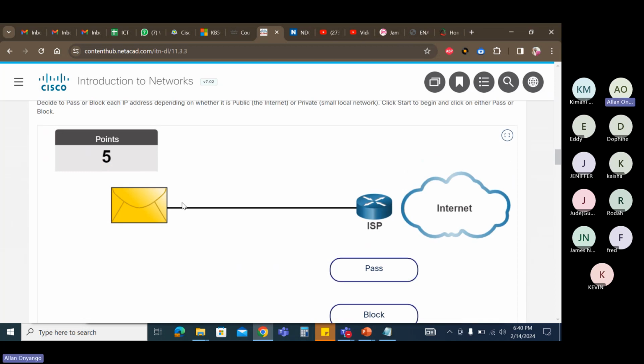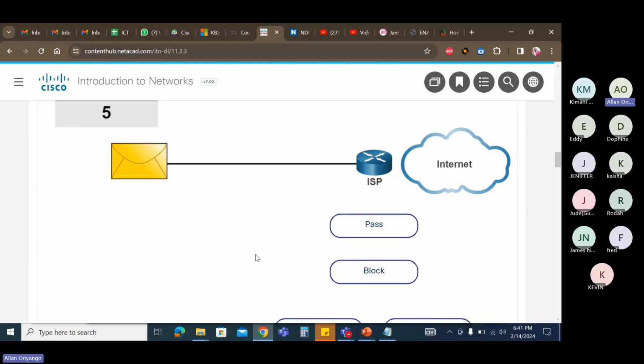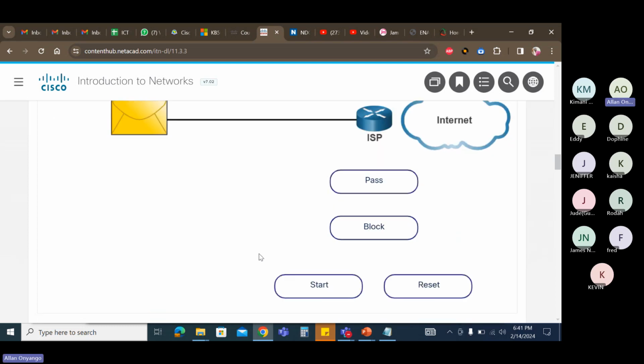Check this. Private addresses are not allowed to go to the internet, but public addresses are allowed. So you're going to tell me whether the IP is going to pass or block. Are you ready? You're going to check whether it's private or public. Private are not allowed in the network; they are only allowed within the private LAN. Public can go to the public internet. So you're going to tell me whether to pass or block. Are you ready? Good. Let's go.